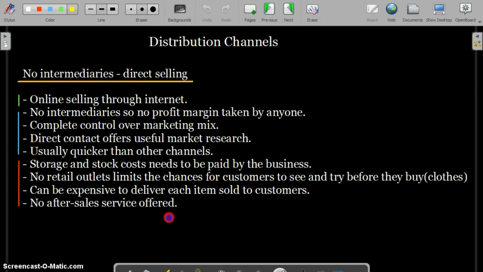And there will be no after sales service offered, because there won't be any shop where customers can reach out to. You are directly selling your product, so you can't offer after sales service. For example, if you are selling cars, you can't offer car repairing services or garage services to the customer in case there are some issues. So that's one of the disadvantages.